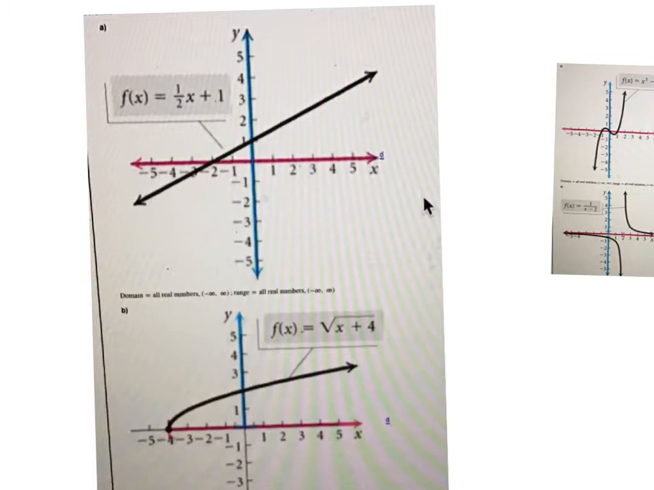And if you look at this first one, it's a line and it's going left and right forever. So my domain is all real numbers. My range is also going up and down forever. So my range is also all real numbers.